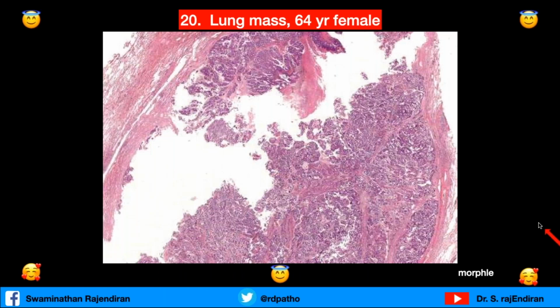Let us go to slide 20. Lung mass in a 64-year-old female. This looks like a cyst with a solid component.